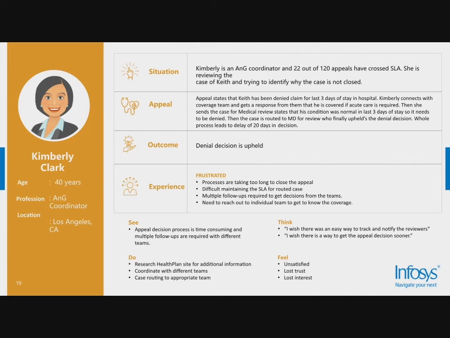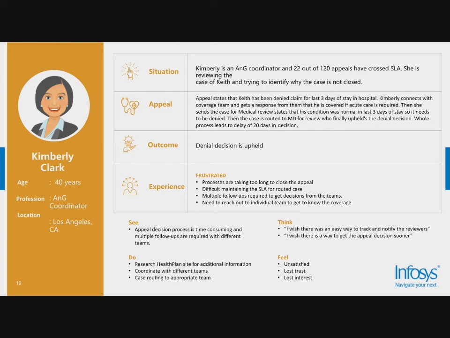So we talked about members and providers. Now let's take a look at, and it is not easy on the payer side of it, managing the appeals process. So here we have Kimberly, who is an A&G coordinator and has missed addressing appeals within the defined SLAs.